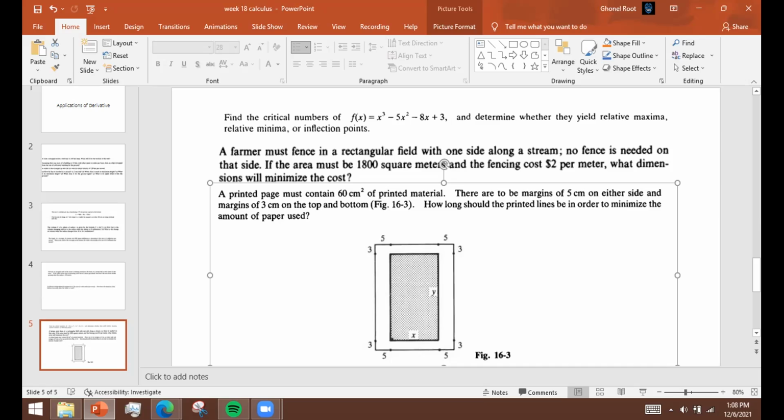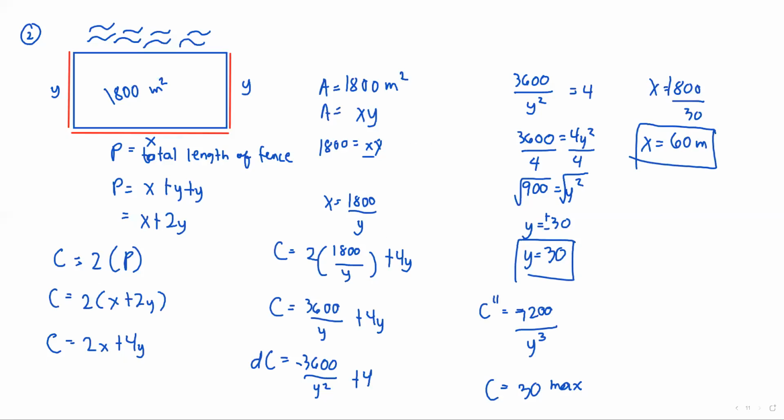How long should the printed lines be in order to minimize the amount of paper in use? So mostly, ang talagang ninanais natin is makuha yung minimum. So ayan, ganyan yung working equation natin. So first, I-dissect na muna natin. So meron tayong area, A. Meron tayong area nung printed material natin. Okay, so A is equals to XY, or 60 is equals to XY.